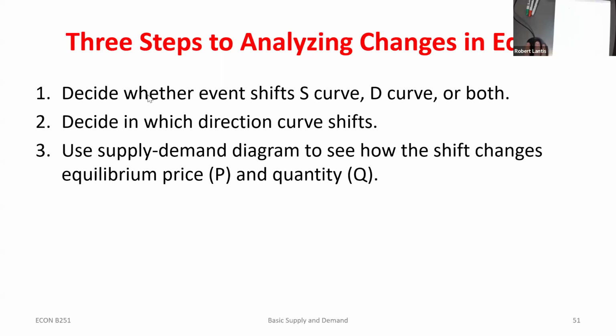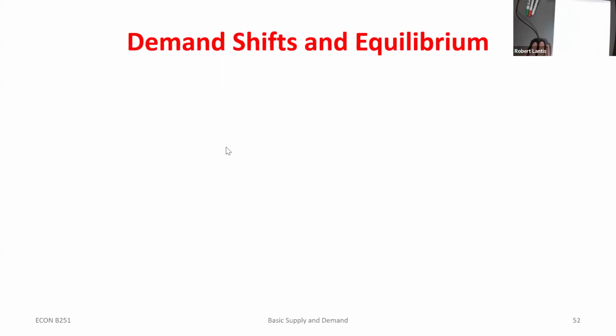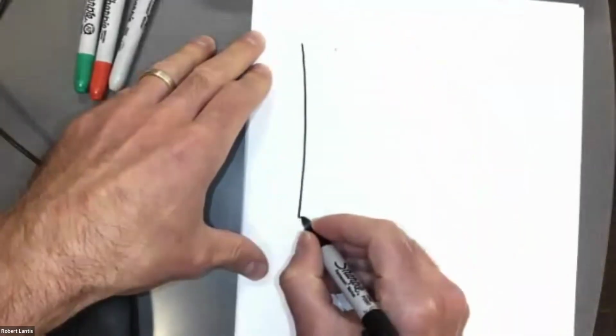So the very first thing we'll do is figure out this thing that happened. Is it going to shift my supply curve, my demand curve, or what we'll eventually talk about is both? Not only which curve or curves does it shift, but which direction? Do they increase or decrease? And then draw our diagram to determine, will that shift increase or decrease our equilibrium quantity and price? Okay. So the very first thing we'll think through is how demand shifts will impact our equilibrium price and quantity.